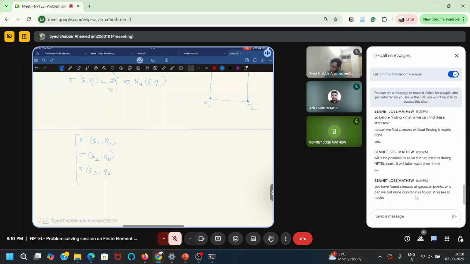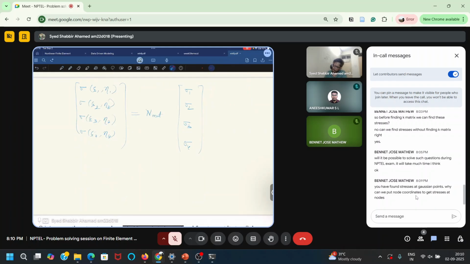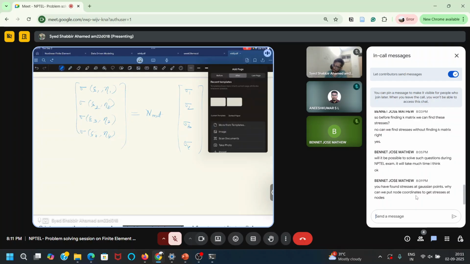Sigma eta 3, eta 3. Let's say these are all the stresses at the Gauss points. We have just found out this, and there are all the other Gauss points, right? At those Gauss points, these are all the stresses, which equals N matrix, or N1, N2, N3, and N4, into sigma 1, sigma 2, sigma 3, and sigma 4. Sigma 1, sigma 2, sigma 3 are my nodal stresses. I have this already from my calculations. Nodal stresses are not derived. So now I want to find out this.